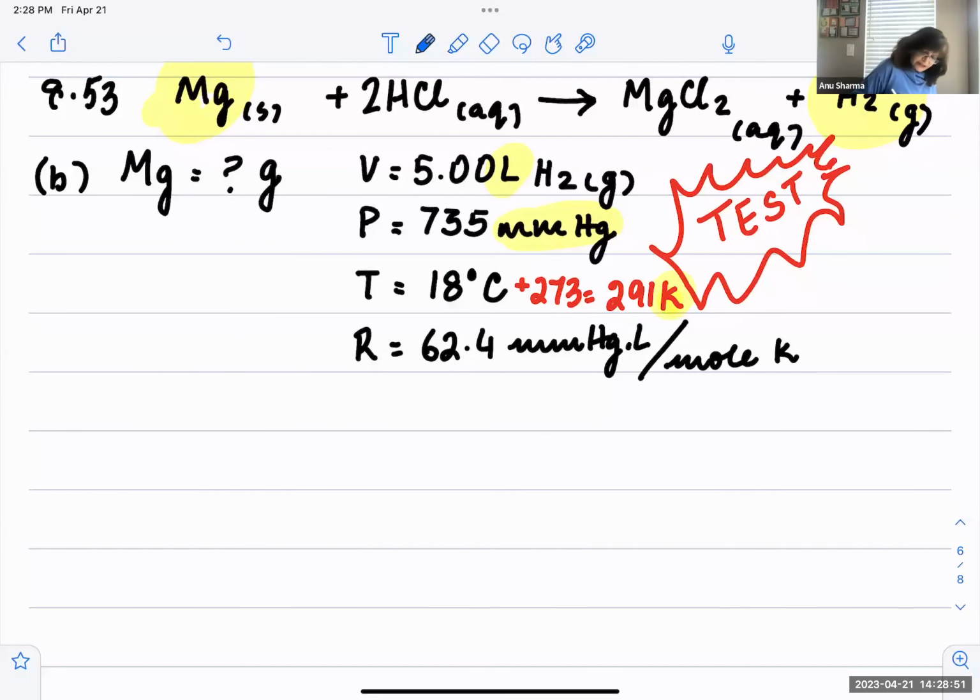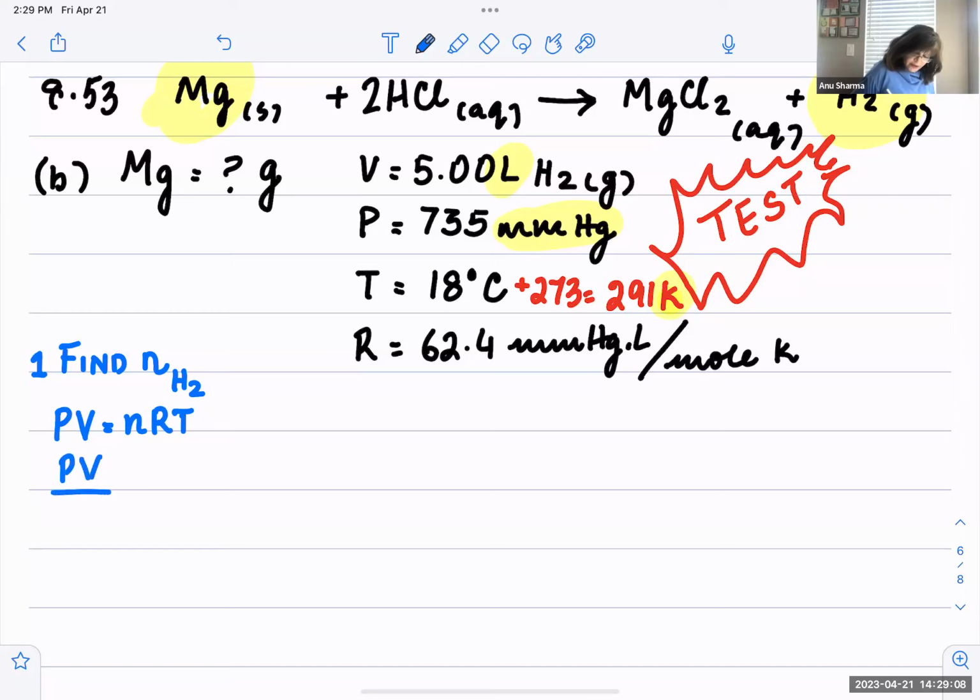So what are you going to do first? The strategy here is, first of all, find the moles of hydrogen. So find the moles of hydrogen from where? The formula you will use is PV equals nRT. And from here, PV upon RT is equal to n. That's the moles of hydrogen. So that's the first step.